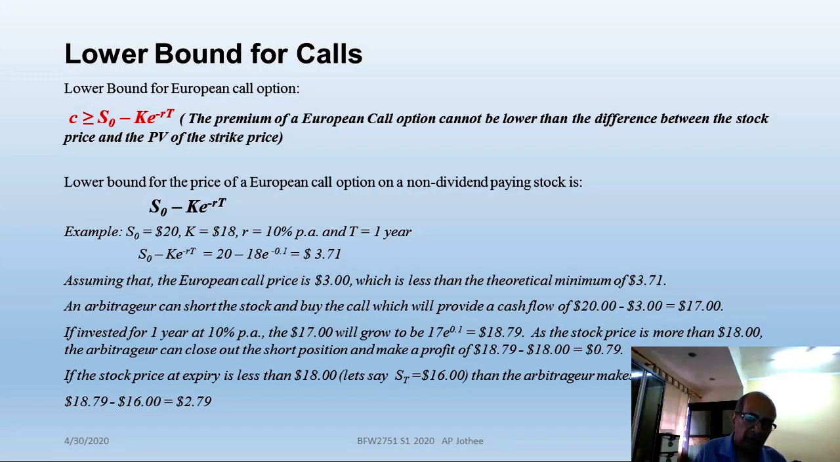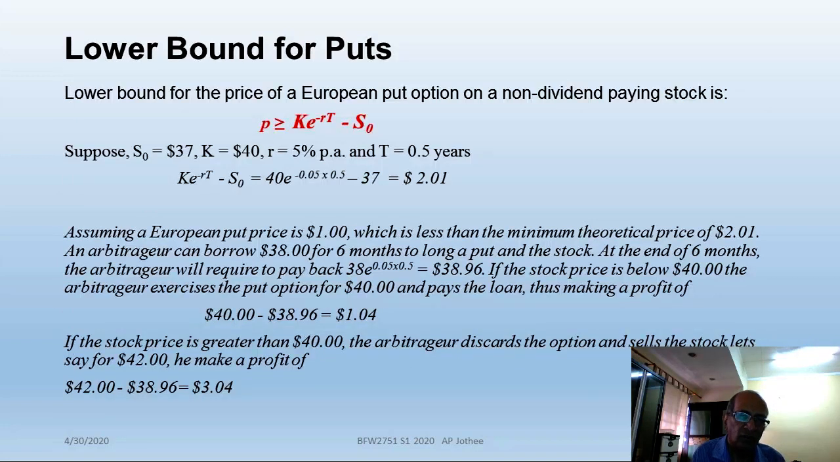So you saw the upper bound for a call and lower bound for a call. Now, lower bound for put. The lower bound for the premium of a European put option on a non-dividend paying stock should be more than the present value of the strike minus S0, because for a put option it is K minus ST, right? So therefore, it is the present value of the strike because it's a European put option. That's why you have the present value of the strike minus the S0.